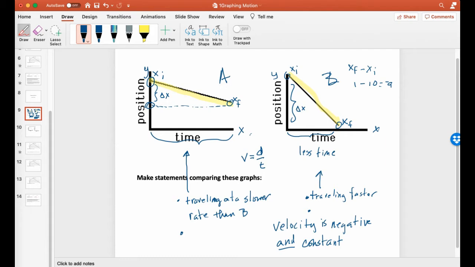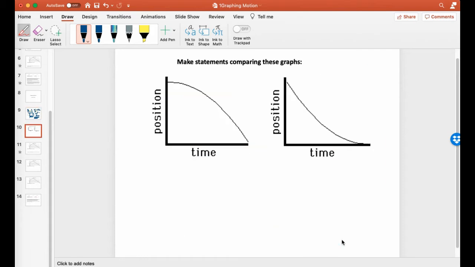Okay. So if your statements had these answers in them, if you discussed the fact that the one on the right, which I've labeled B, is traveling at a faster rate than A, and if A is traveling at a slower rate than B, and also that the velocity is showing at a constant rate and negative, give yourself all the points. All right. Let's take a look at something else. Pause this video, and what I want you to do is the same thing. I want you to make statements about both of these graphs. Go ahead and pause now.